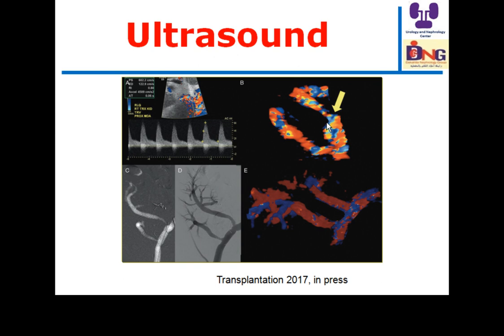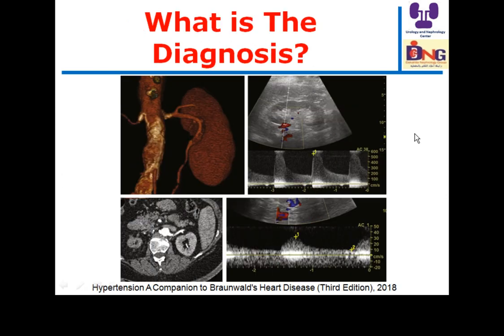The advances in ultrasound: this is the three-dimensional ultrasound of the allograft showing stenosis, as you see. Another film, this CT reformatted image, showing arterial stenosis, and you can see the functioning kidney with arterial stenosis. This is the Doppler of the main artery showing high velocity, and the intrarenal indices show the typical wave.